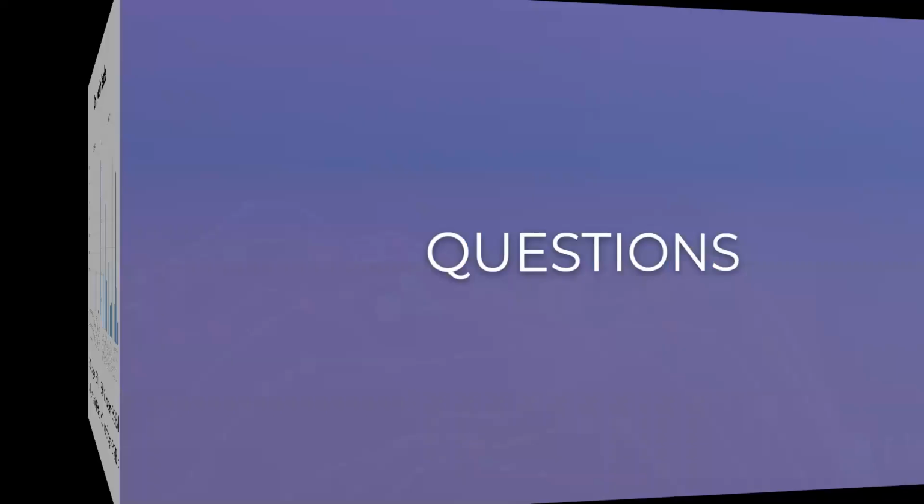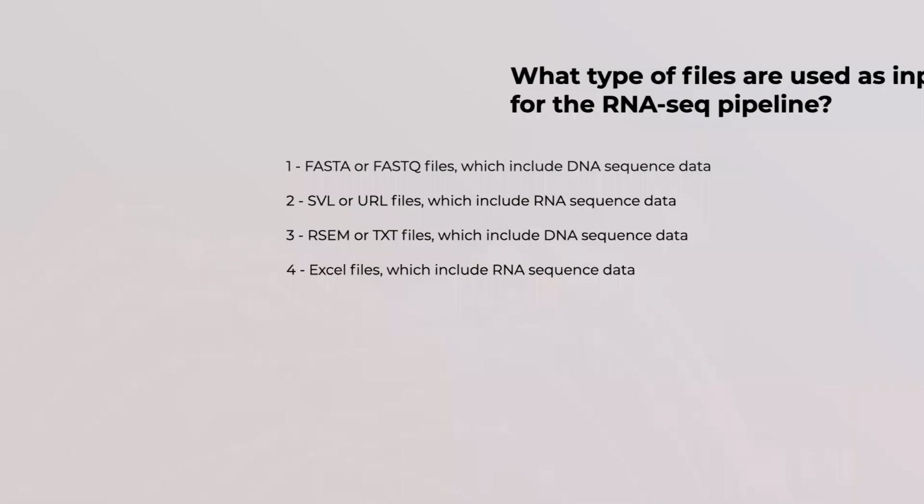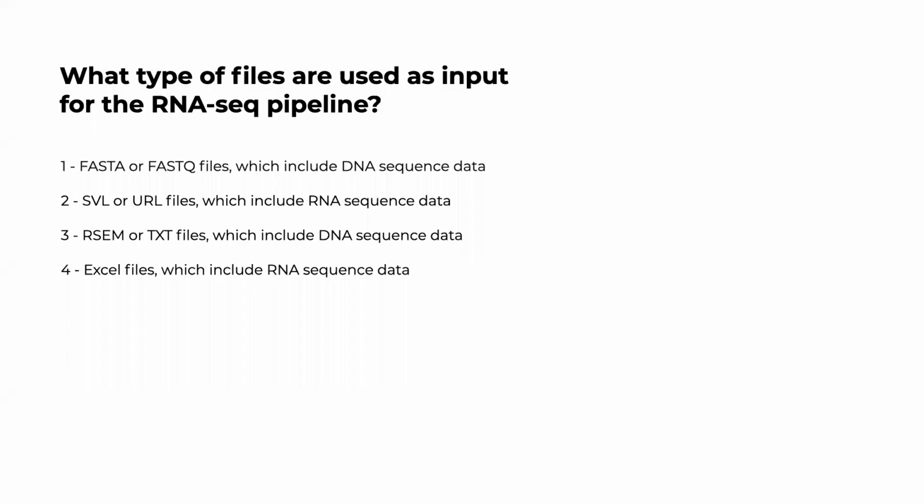Okay, so to see that you all understood and have a good familiarity with RNA-seq, let me ask you a few questions. So what type of files are used as input for the RNA-seq pipeline? One, FASTA or FASTQ files, which include DNA sequence data. Two, SVL or URL files, which include RNA sequence data. Three, RSEM or TXT files, which include our DNA sequence data. Four, Excel files, which include RNA sequence data.